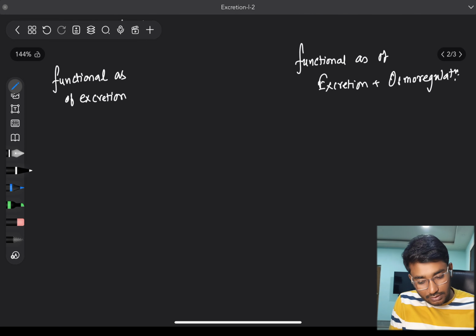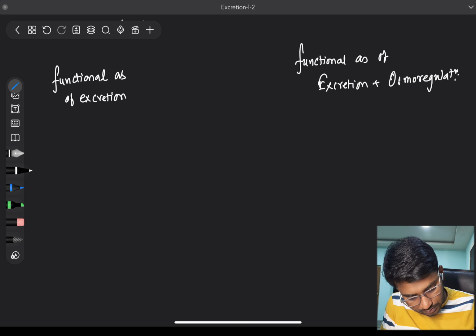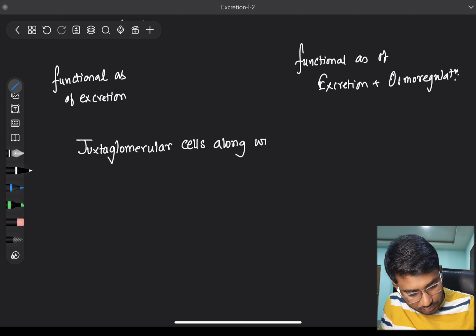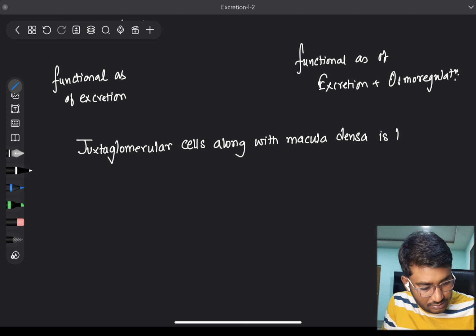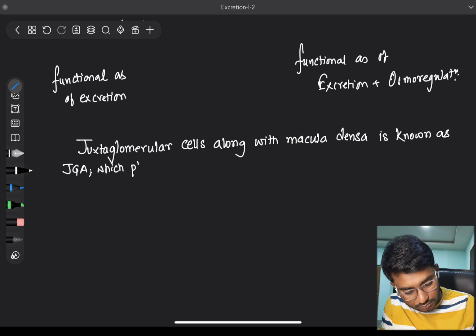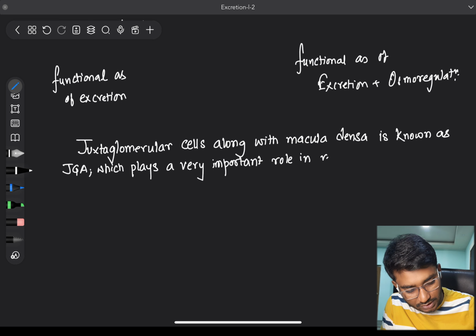Write a note that juxtaglomerular cells along with macula densa are known as JGA, juxtaglomerular apparatus, which plays a very important role in regulation of kidney function.